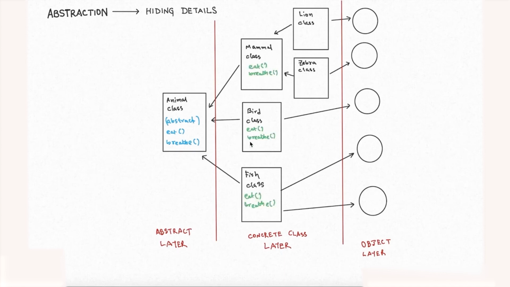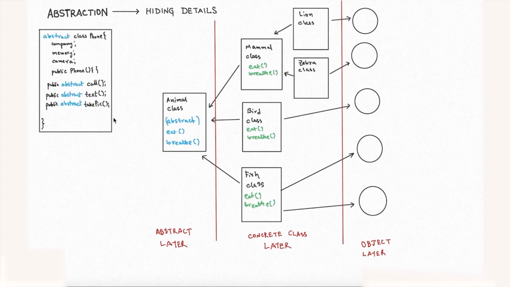Of course, mammals, birds, and fish can have their own methods as well, but because they are animals, they also had to implement the eat and the breed methods. So they are being guided by the animal class, guiding them towards creating a functional animal. However, they do not need to know what's inside the abstract class. The design of an animal is hidden away. It is abstracted away. So I hope you understand the intuition behind abstraction and the hiding of details.